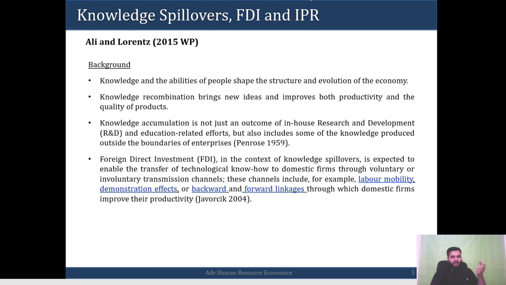Then we have already discussed this. Foreign direct investment can be a source of knowledge spillovers. Labor mobility could be one too; in the example that I gave of Siemens, labor mobility was the source of knowledge spillovers. Then you can have demonstration effects, backward and forward linkages, and these could be the source of spillovers as well.